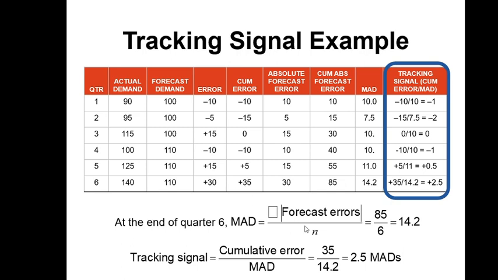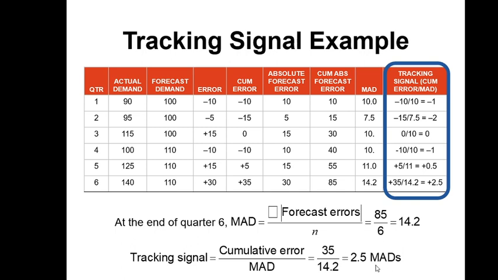Of course you know how to calculate the MAD. Our MAD is the sum of the forecast errors divided by n, the number of periods. The total of our forecast errors, as you can see in this column, is 85, divided by the number of periods, which is 6. Then we have a MAD of 14.2. Now we take the cumulative error, 35, divided by the MAD, 14.2, and we get 2.5 MADs.